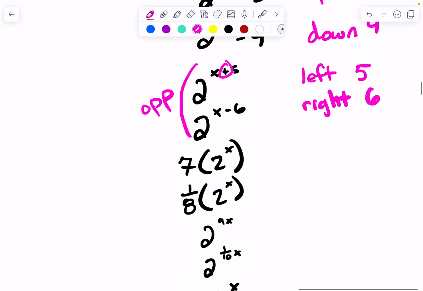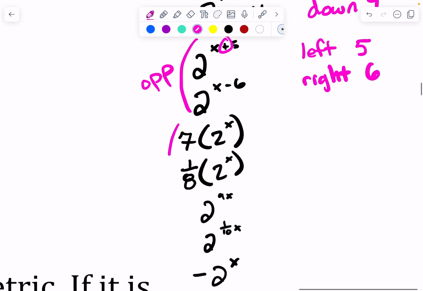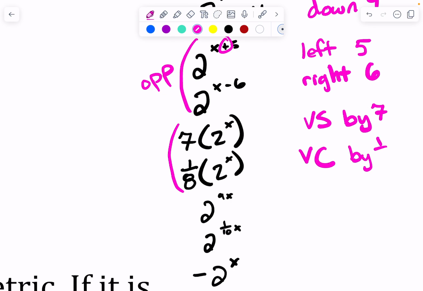All right, and now we've got stretches and compressions. So these numbers right here, the 7 in front, think of it as 7 multiplied by that. What's it going to do when you multiply something by 7? Well, I'm making it really super taller, right? So that's going to be a vertical stretch by 7. Okay, and the 1/8 is going to be a vertical compression by 1/8. So just the same as what it is now.